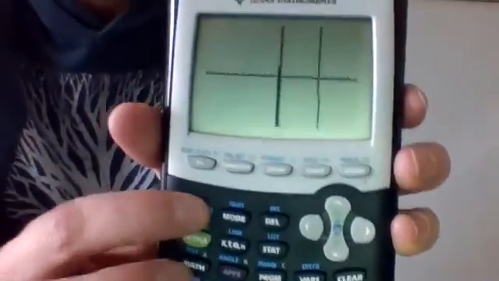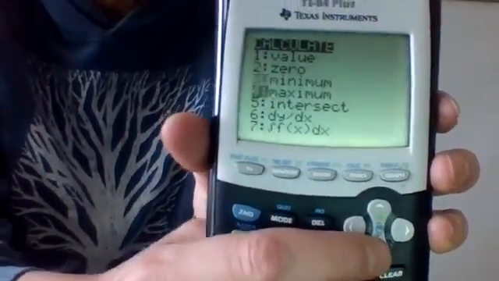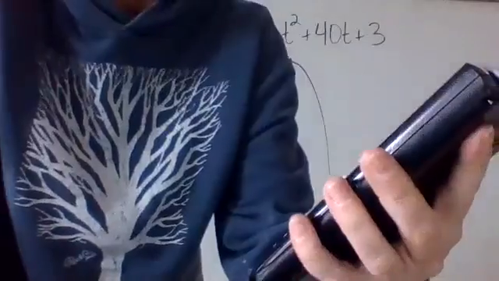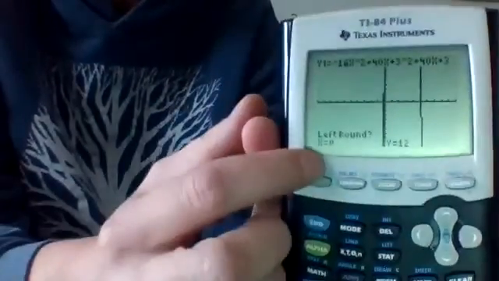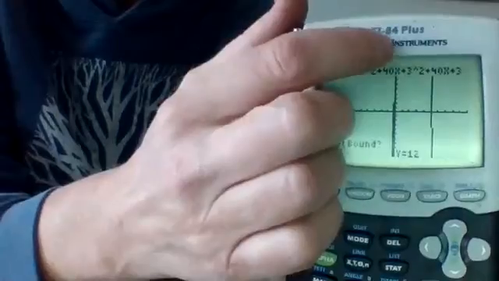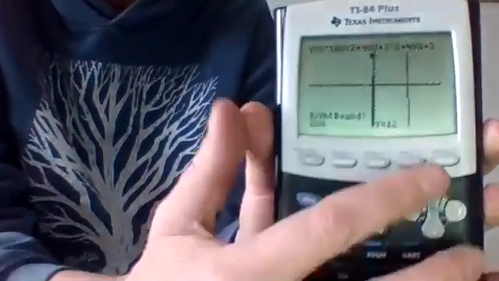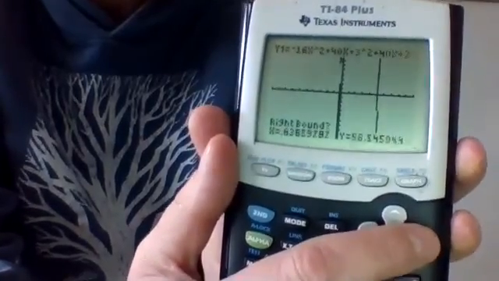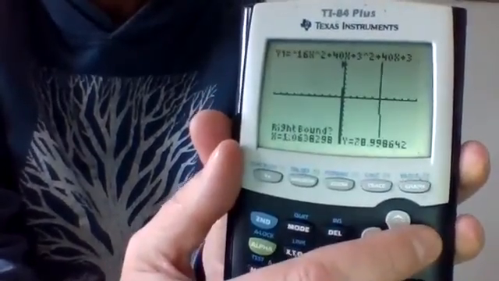So second calc, it's a maximum since it's upside down. So is it on the left? It is on the left, right? Because it's somewhere up here. It's at 0, 15, so it's right here. So it is on the left. So go ahead and hit enter. And then hit your right button. And watch your y values. See how they're going to keep going up until it gets to the vertex, and then they're going to start going down.